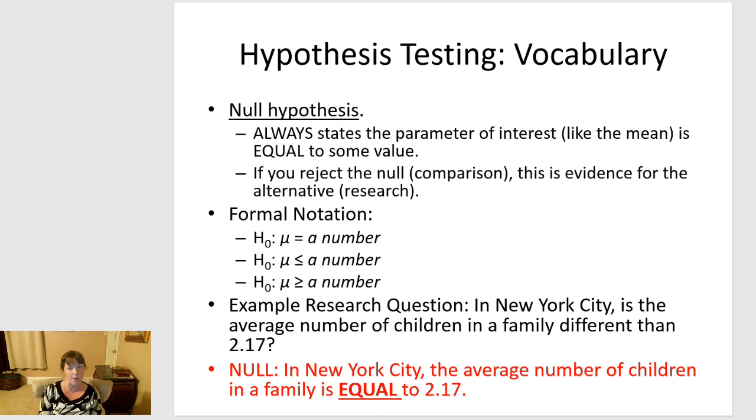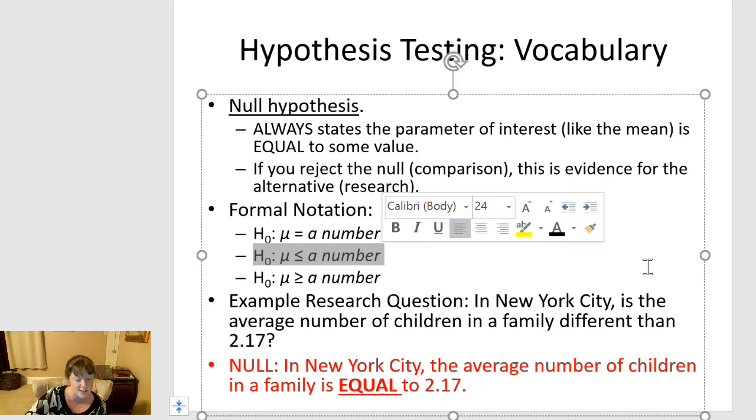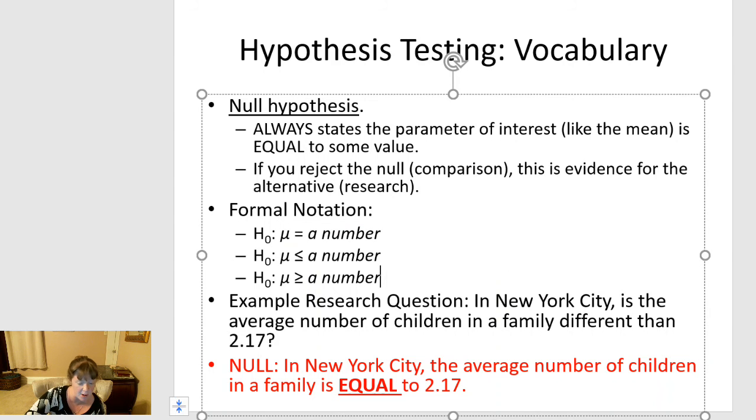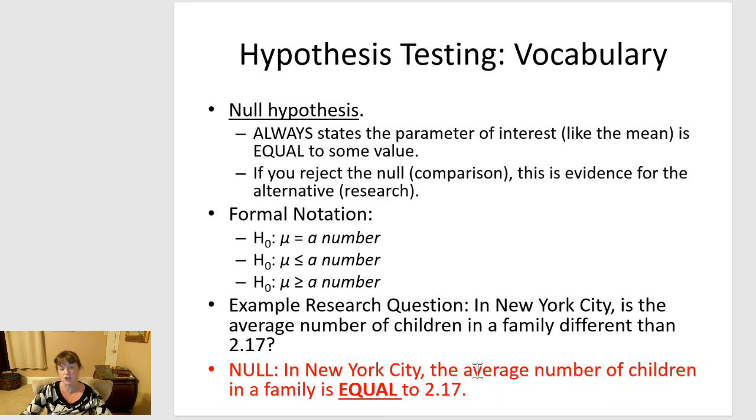Mu will be equal to some number, right? Now, if you're doing a directional set of hypotheses, you could be stating as the comparison that the mu is less than or equal to. If you're doing a different kind of directional hypothesis, you could be saying in your null comparison that the mu is greater than or equal to some number. And so these are the only possible null hypotheses, these formal symbols right here.